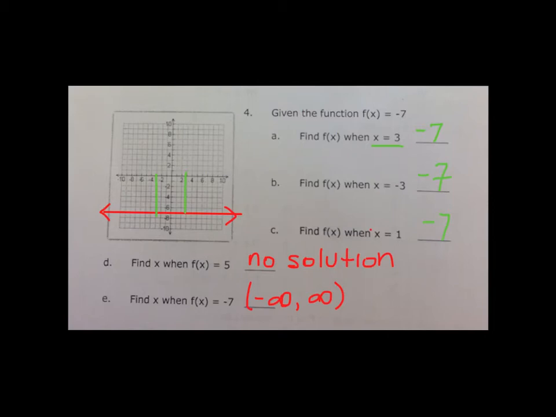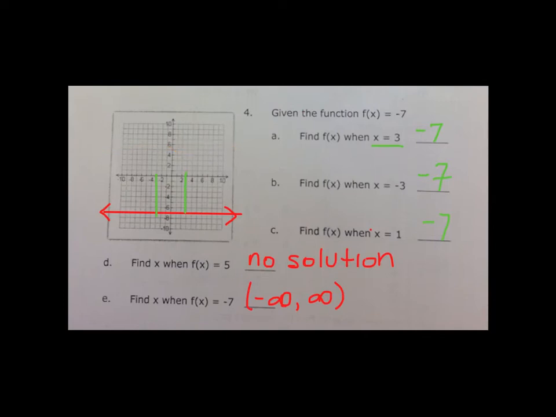So find x when the function equals 5. So remember, finding x when the function equals 5, the output is 5, output is y. So when output is 5, does it ever hit my function? It never hits my function. So there isn't a solution.